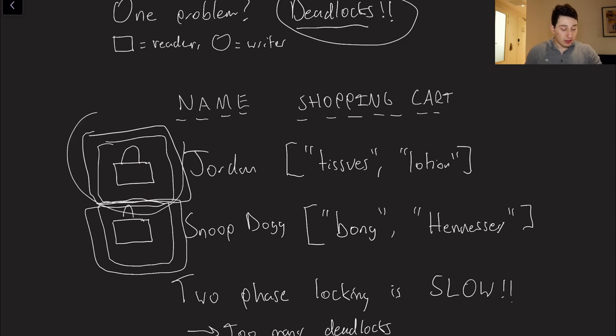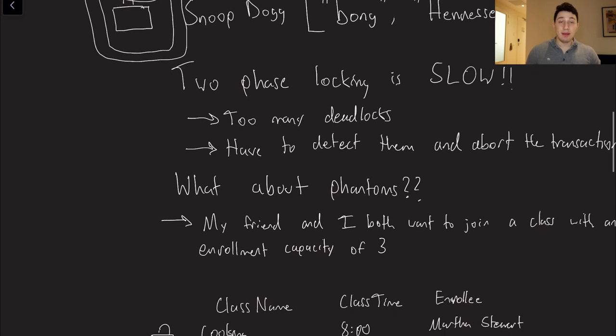If I were to put a circle here, that would be bad. It would break the invariant that a writer lock needs to be exclusive. So what we have here is a deadlock. I can't complete my write until Snoop Dogg completes his write, and he can't complete his write until I've completed my write. So we have a deadlock. And what that means is that basically we need to go ahead and avoid those somehow.